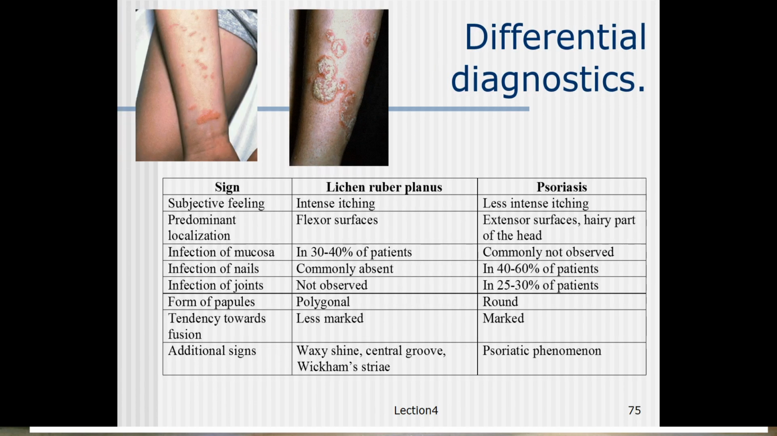Differential diagnosis. Lichen planus and psoriasis. Subjective feeling: lichen planus, intense itching; psoriasis, less intense itching. Predominant localization: lichen planus, flexor surface; psoriasis, extensor surface, hairy part of head.